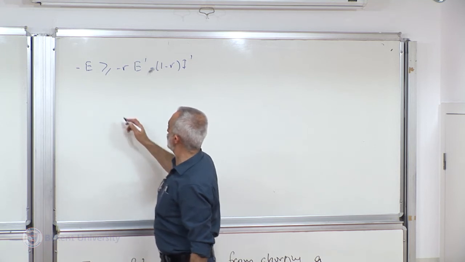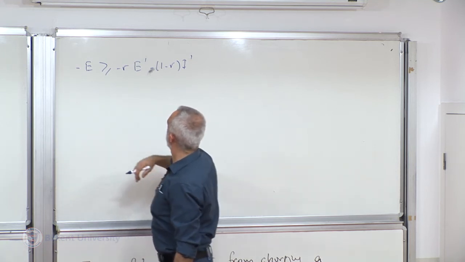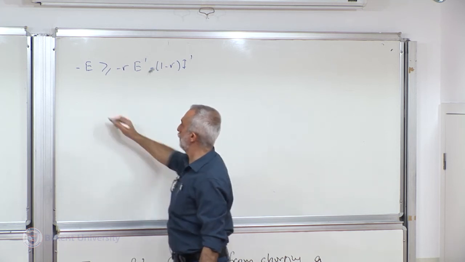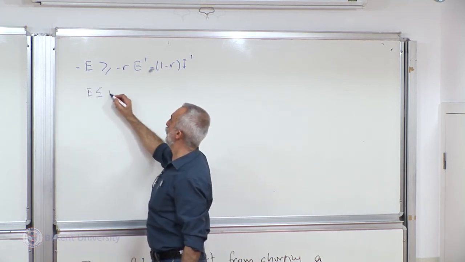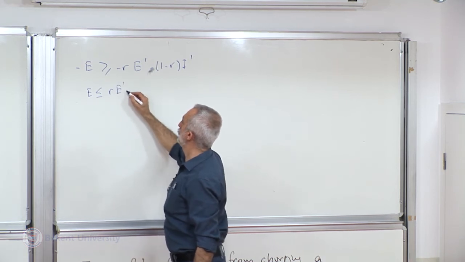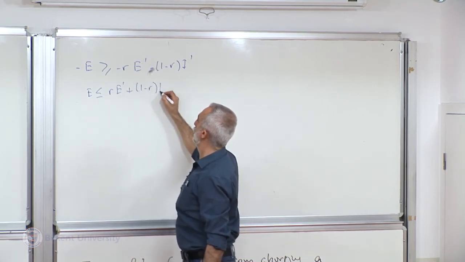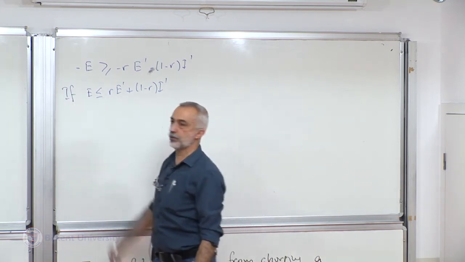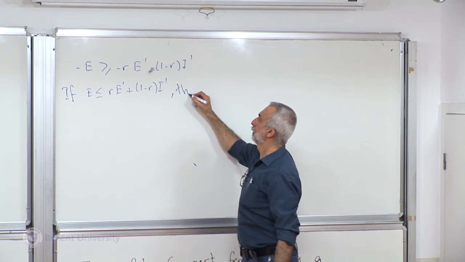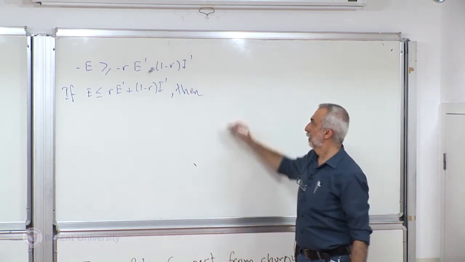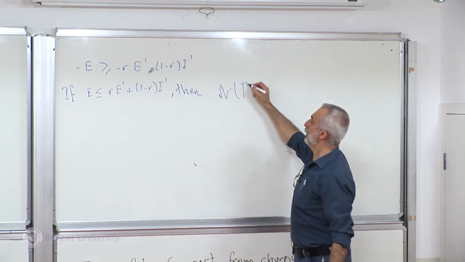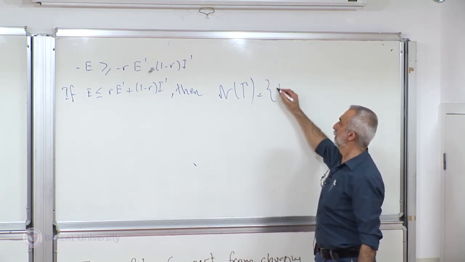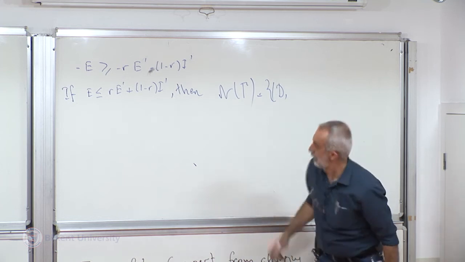So if we arrange the terms, let me just write E is less than or equal to R E prime 1 minus R I prime. So if this is the case, then the Nash equilibrium of the pure strategy game is D, A.